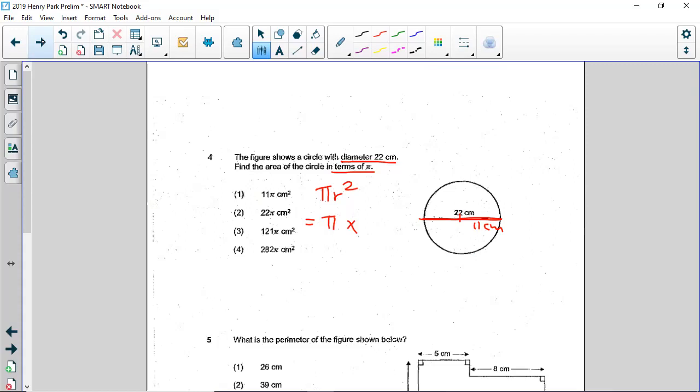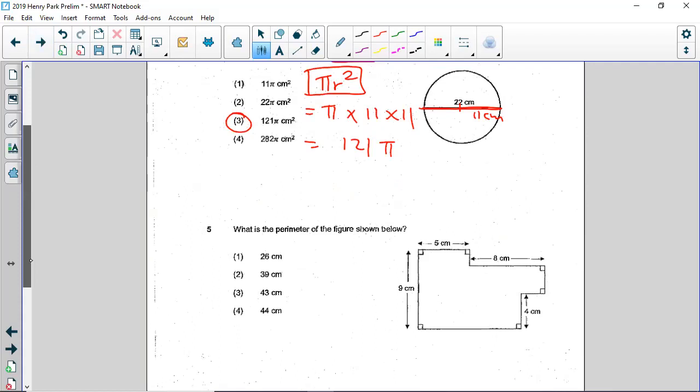So pi times radius times radius. So pi times 11 times 11. This one you must do working already. So 11 times 11 is 121. 121 times pi is 121 pi centimeter square. Answer number 3. So you have to make sure that you choose the right formula. If you use the wrong formula, then your answer is wrong. Okay, all right, question 5.